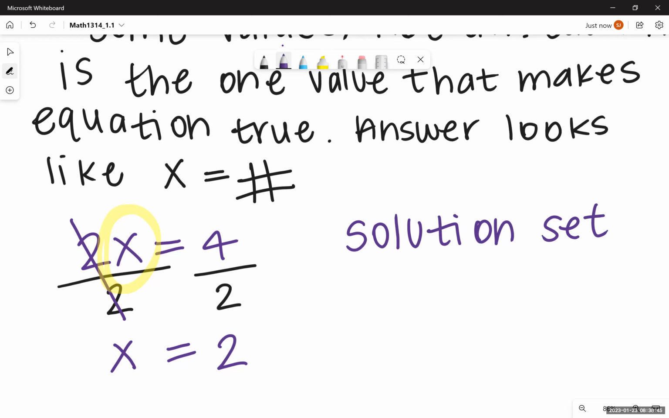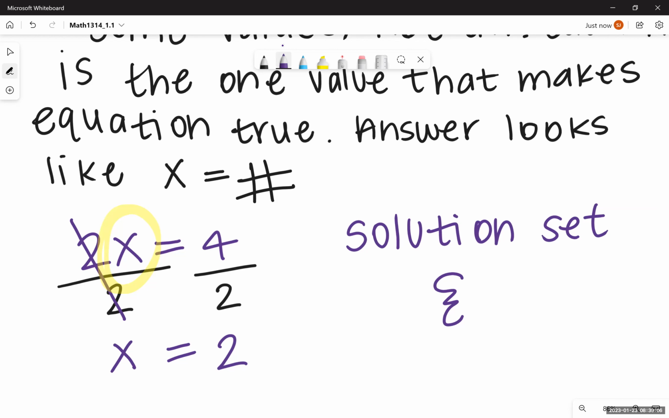A set is shown with braces. So it's like a parenthesis, but they're the curly ones, right? Now, if I have one value that makes this equation true, and I just solved that it's 2, and 2 is the only thing in the world that makes that true.